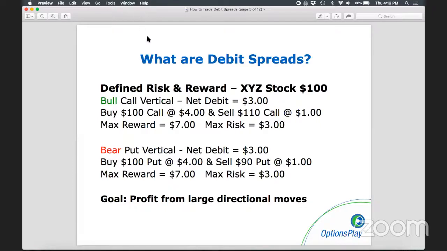Before I get into talking about what a debit spread is, I want to ask everyone a quick question. I'm going to launch a poll here. I want to get a feel for what people feel in the markets. Do you feel like volatility in markets will start to pick up? Do you think it'll stay where it is, or maybe decrease over time? I want to get a feel for what people are feeling right now.